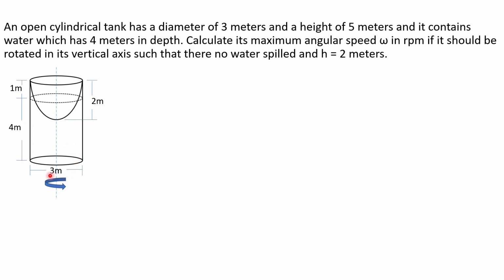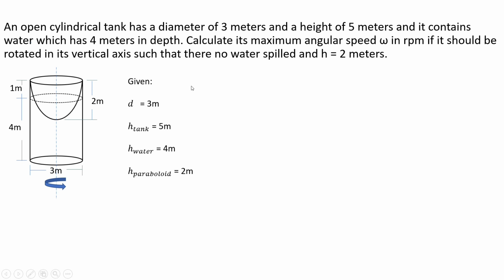Also, we have a 3-meter diameter here, and in order to solve the problem, as usual, we need to write all the givens we have. We have here the diameter of the tank. We have the height of the tank, which is 5 meters. We also have the height of water, which is 4 meters, and the height of the paraboloid, which is 2 meters.